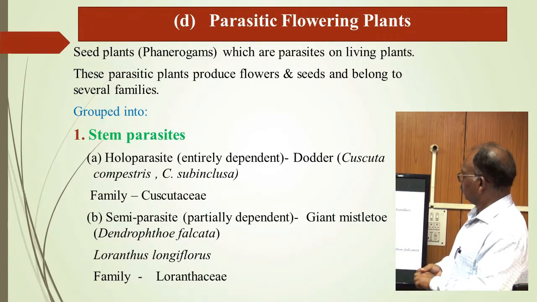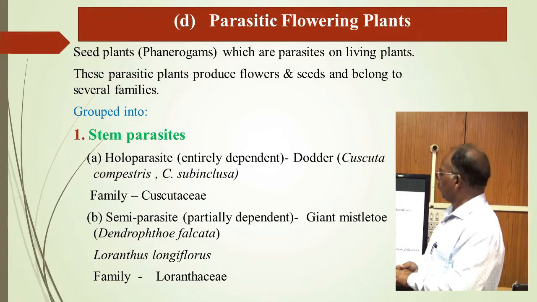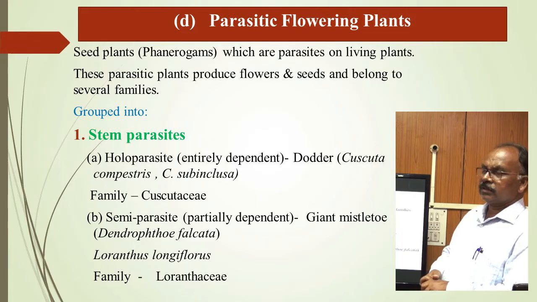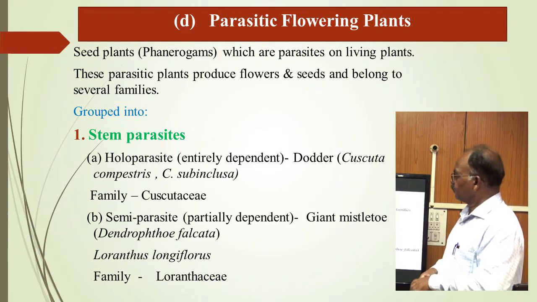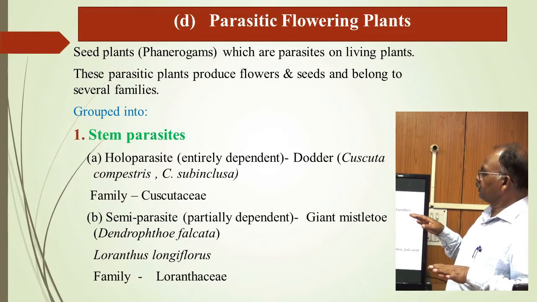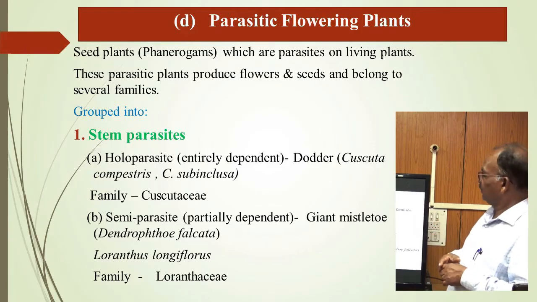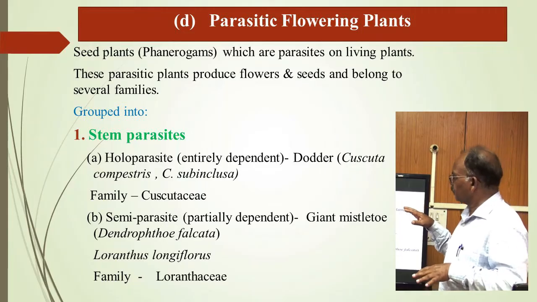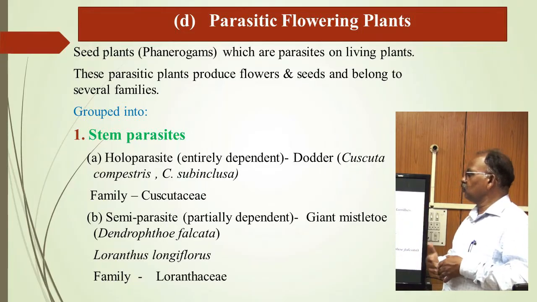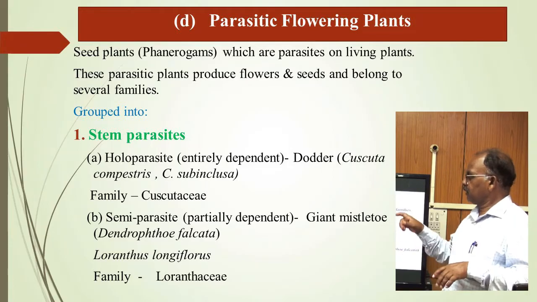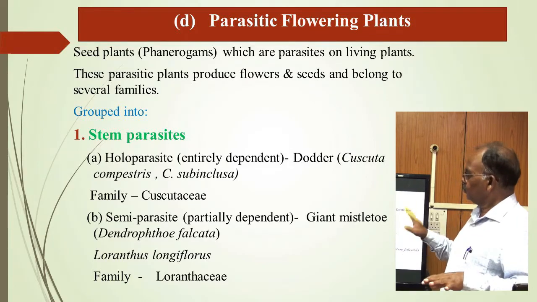Parasitic flowering plants. As you know, plant diseases are caused by fungi, bacteria, and nematodes. There are a few seed plants which are parasites on living plants, and these parasitic plants produce flowers and seeds, which belong to several families. These parasitic flowering plants are grouped into two categories. One group is stem parasite and the other group is root parasite.